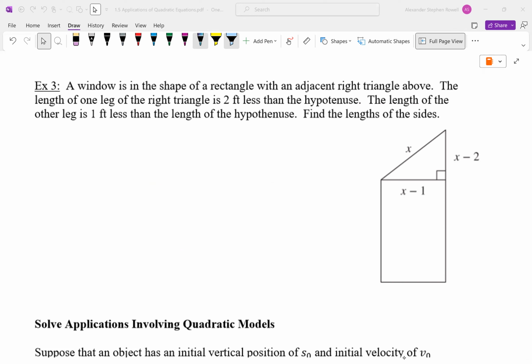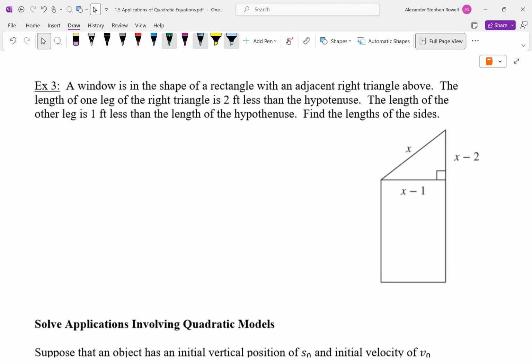Example 3: a window is in the shape of a rectangle with an adjacent right triangle above it. The length of one leg of the right triangle is 2 feet less than the hypotenuse. The length of the other leg is 1 foot less than the length of the hypotenuse.